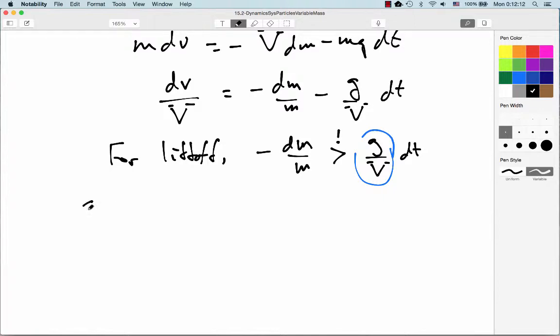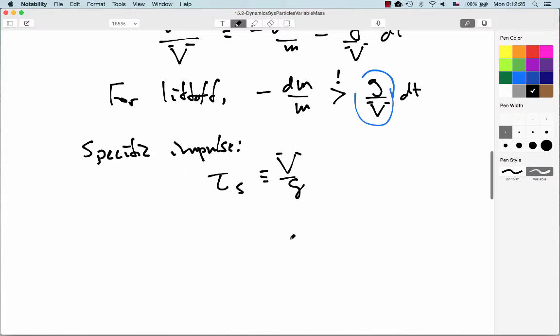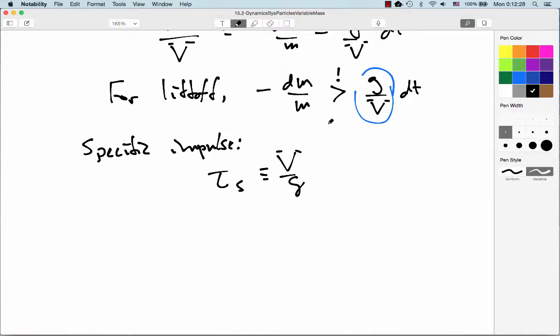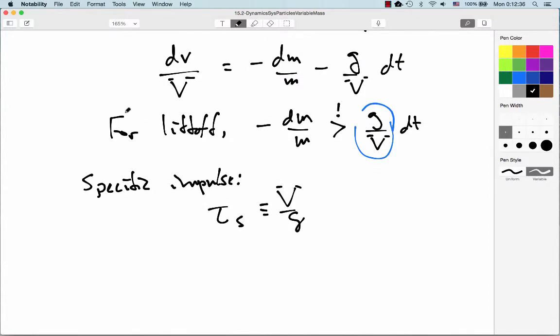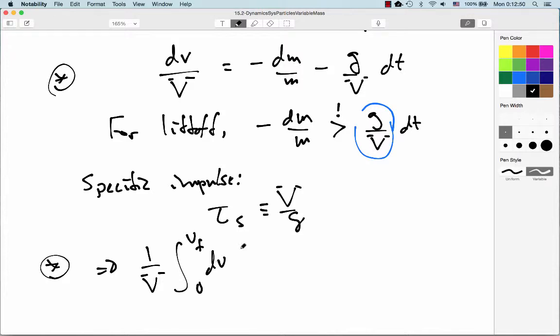We define the specific impulse of our engine, tau s, to be V over g. So the bigger the specific impulse, the easier it is for the rocket to lift off. If we go ahead and integrate our rocket equation here, we're going to get 1 over V, integrated from 0 to v final dv. Okay, that's easy enough.